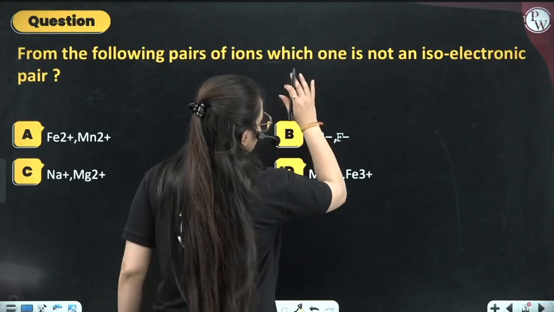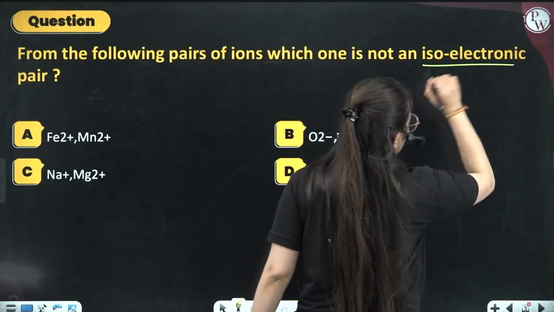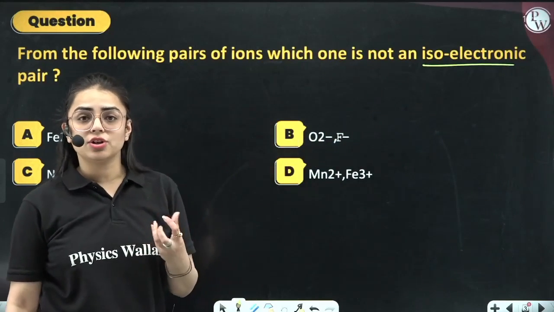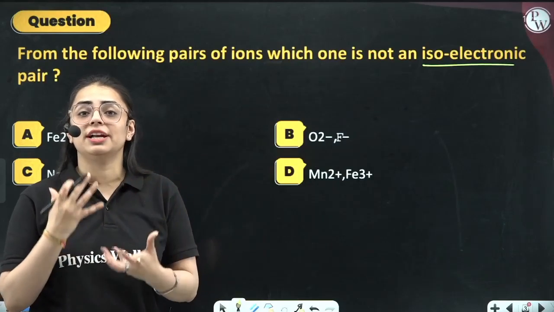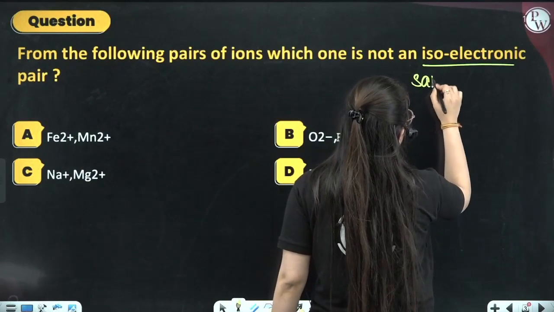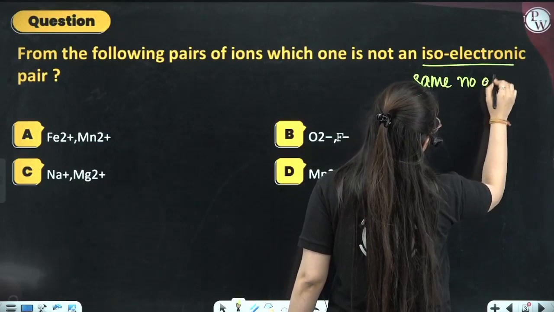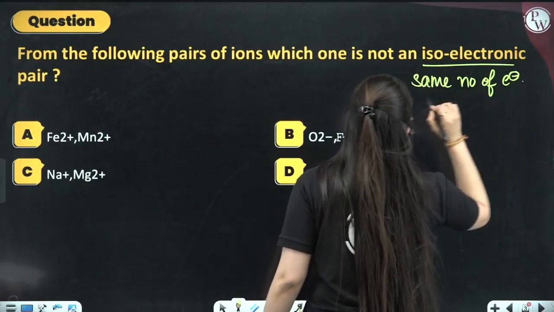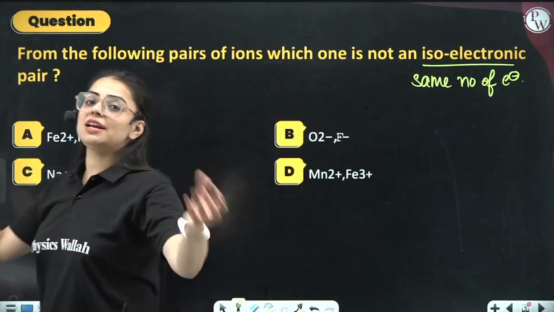Now students, look over here. They have asked which one is not isoelectronic. What do you refer to as isoelectronic? Where we see the total number of electrons should be the same. So we can write over here: same number of electrons. So you have to find a pair which are not isoelectronic to each other.